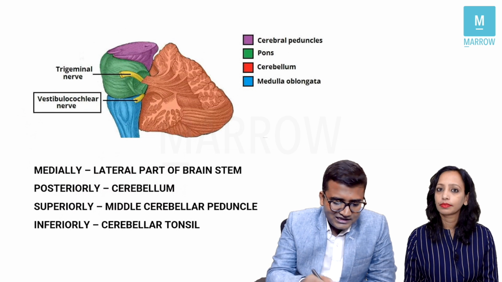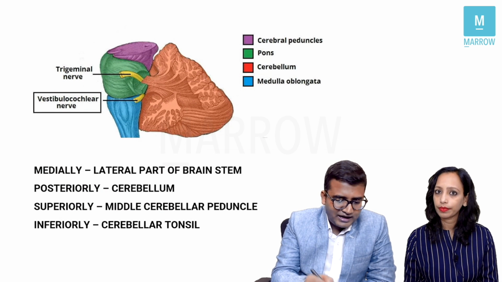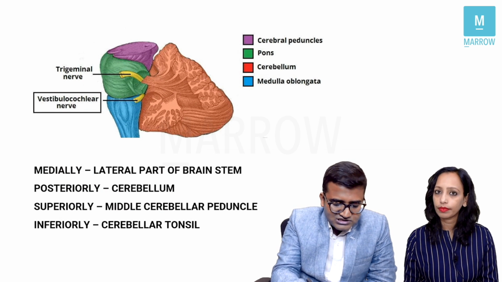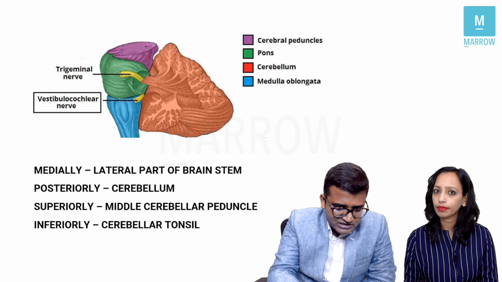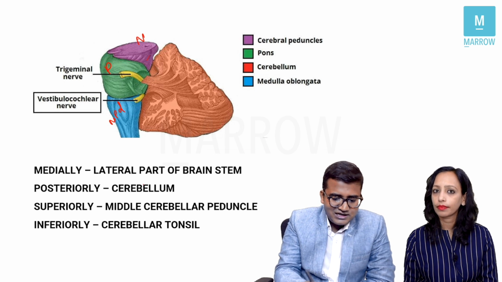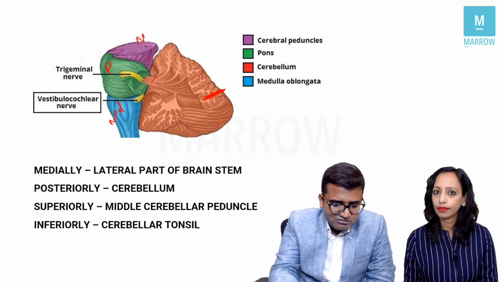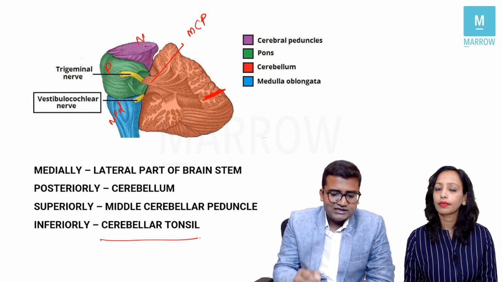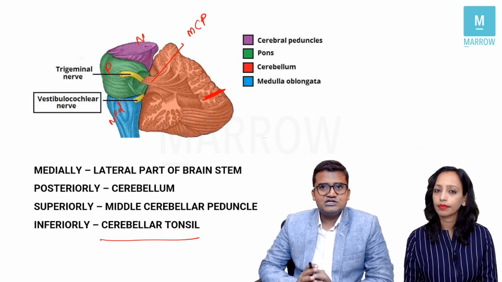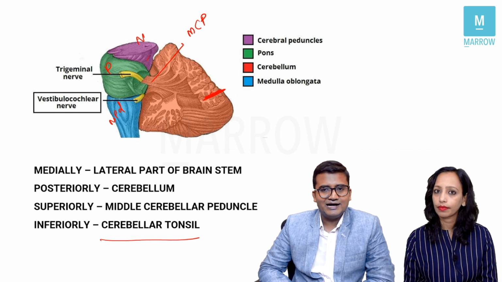Now, medially, this is the view of the cerebellum and the brainstem. Medially is the lateral part of the brainstem. This is midbrain, this is pons, and the medulla. So, the medial boundary is the lateral part of the brainstem. Now, posteriorly, we see the cerebellum, and superiorly, we see the middle cerebellar peduncle. This is the middle cerebellar peduncle, and inferiorly, the cerebellar tonsil. Now, this is the boundary of the cerebellopontine angle.